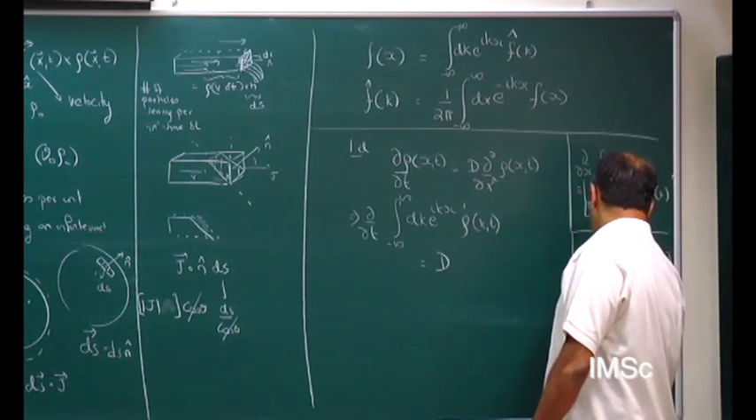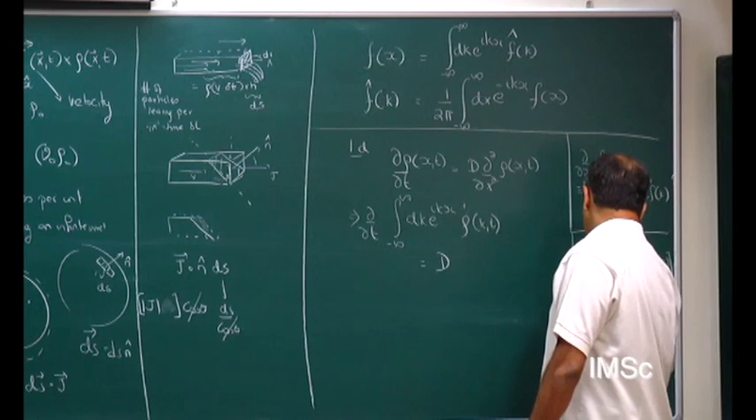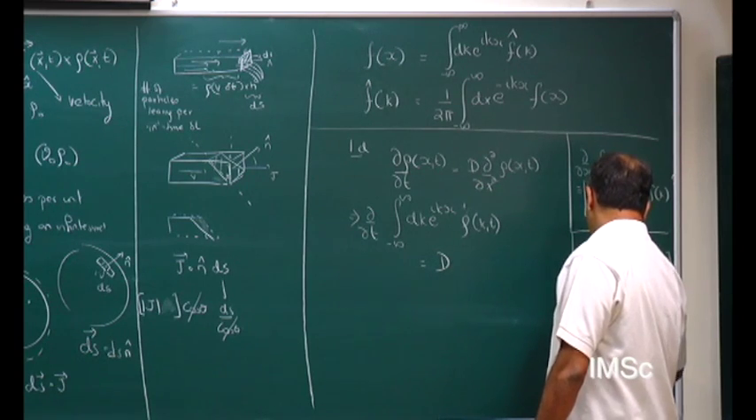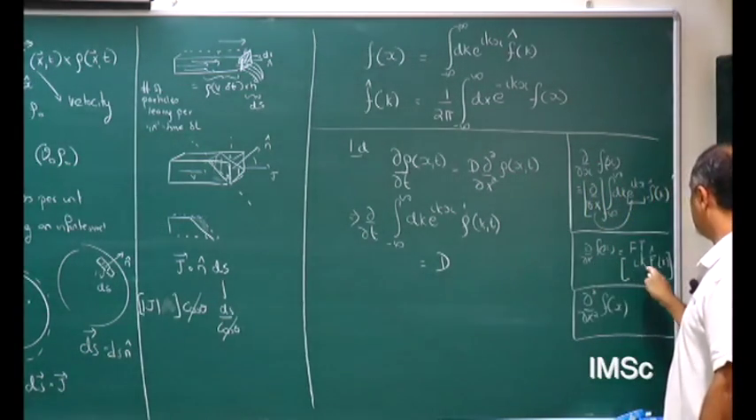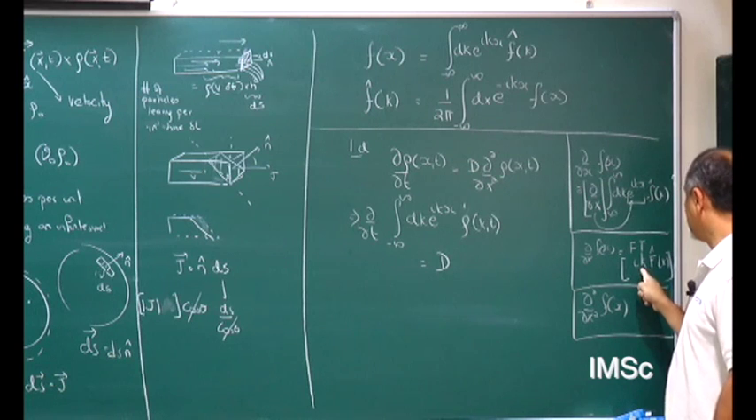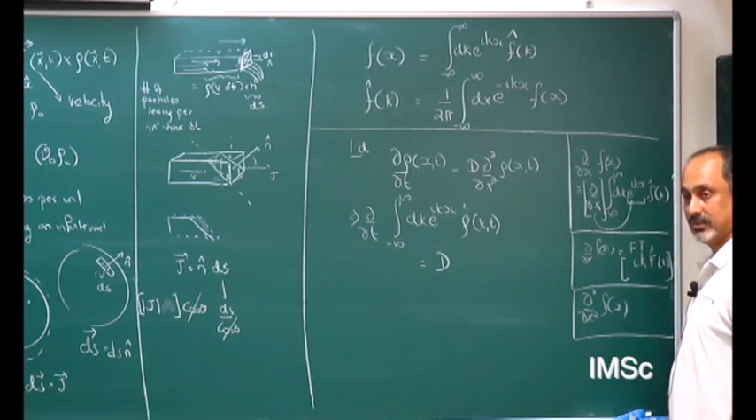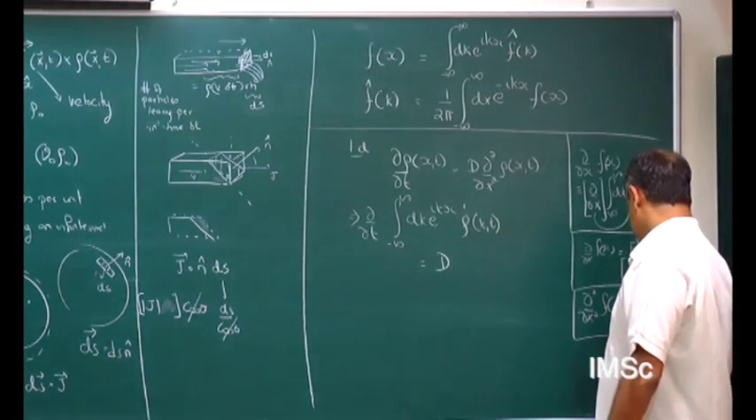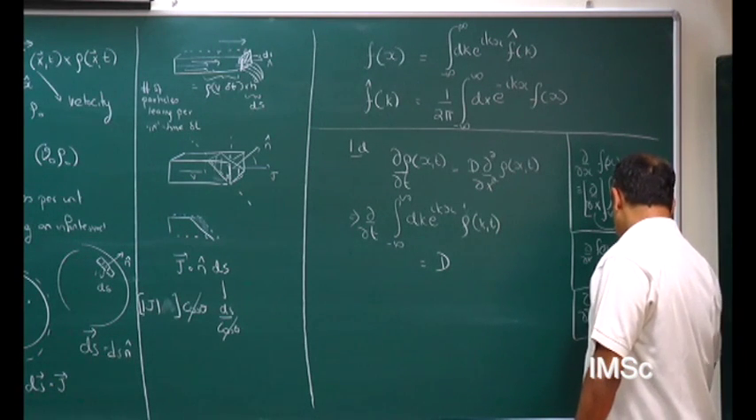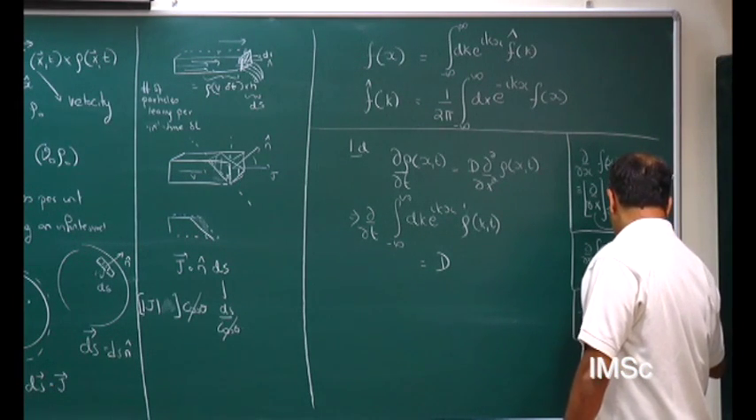Similarly, the second partial with respect to x squared of f of x is again operating on this part. It doesn't care about the k, it doesn't care about the f hat of k, it doesn't care about dk. Again, it only cares about this. So this will be ik squared f hat of k.